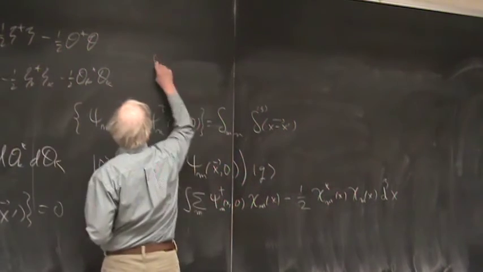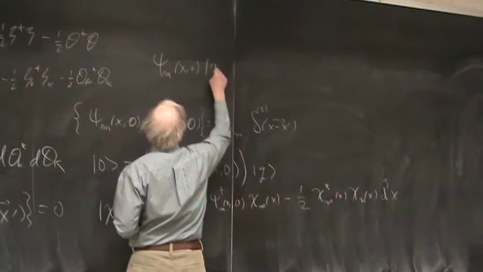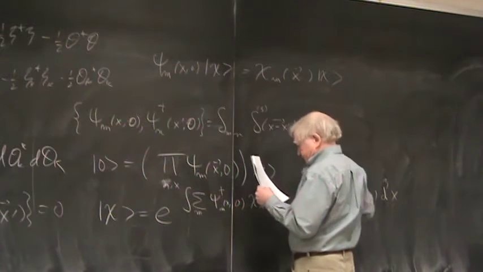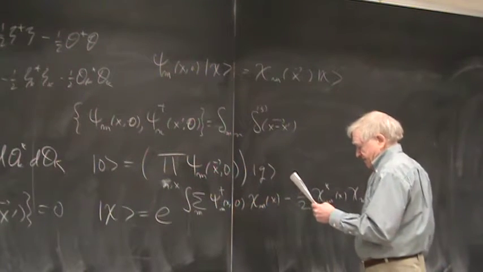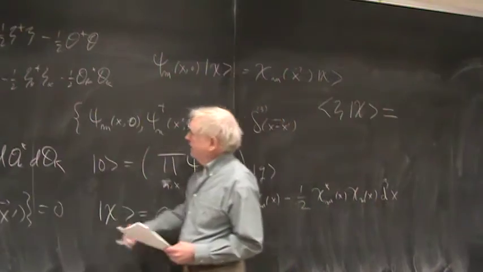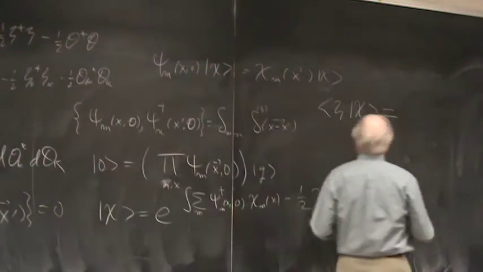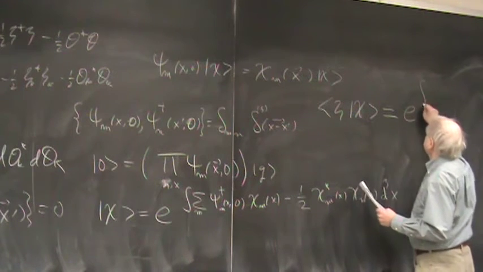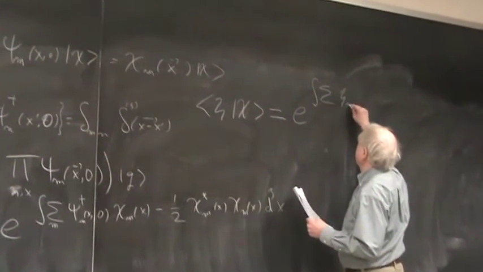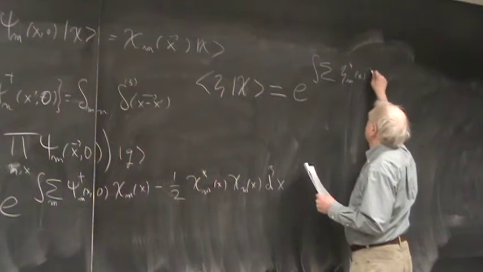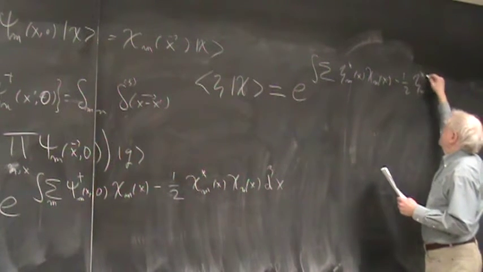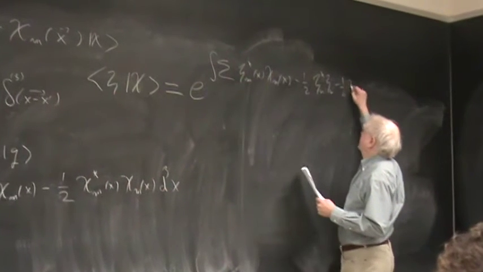And what one can show is that psi m of x and 0 acting on the state chi gives us chi m of x times the state chi. And the inner product of two such states, zeta and chi, is going to be the analog of this, e to the integral and sum of zeta m star of x chi m of x minus a half zeta m star zeta m minus a half chi m star chi m.